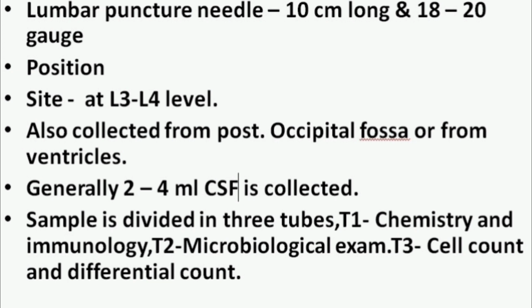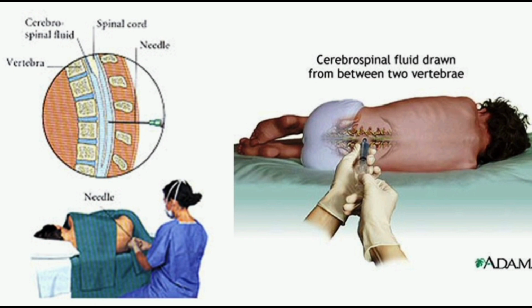So the correct or the best position is the fetal position, in which the knees are bent towards the chest and abdomen, the spine is flexed. This increases the interspinous space between the vertebrae, which allows for easier insertion of the spinal needle. It can be done in the lateral decubitus, in the prone position, and also in the sitting position. But the best or the ideal position is your fetal position.